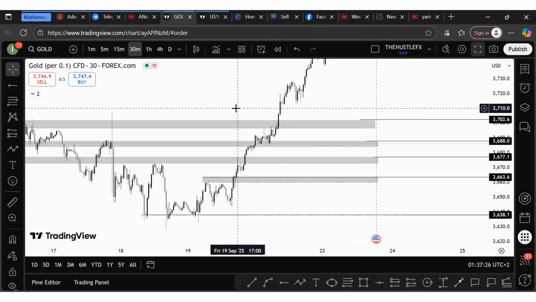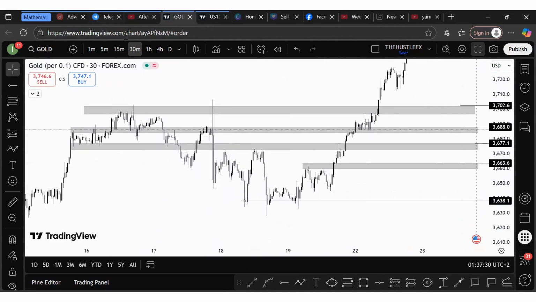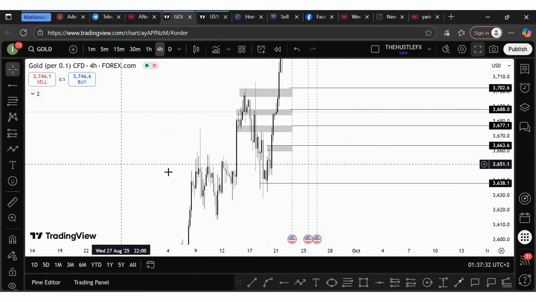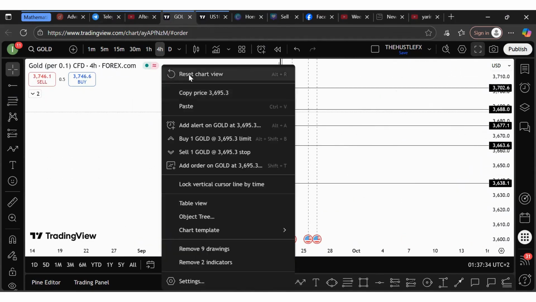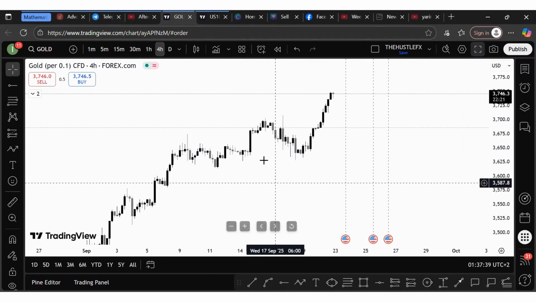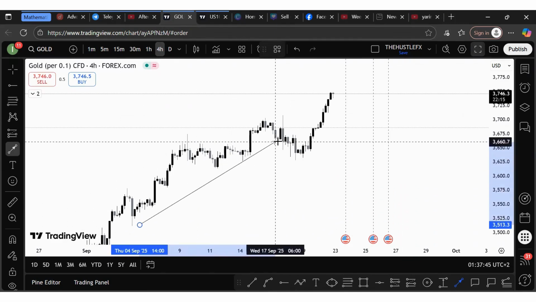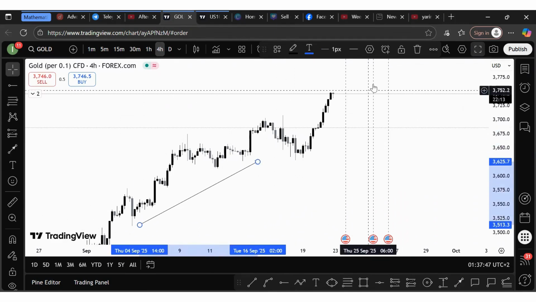I'll be showing you how we got the trade. Okay, so as you can see on a 4 hour, let me just delete everything actually. On a 4 hour, we had gold on a very bullish momentum to the upside.